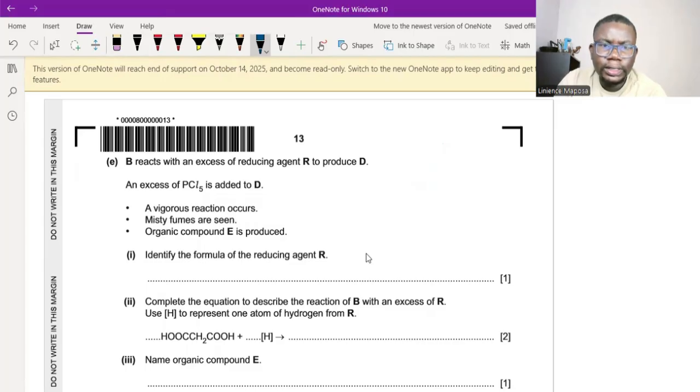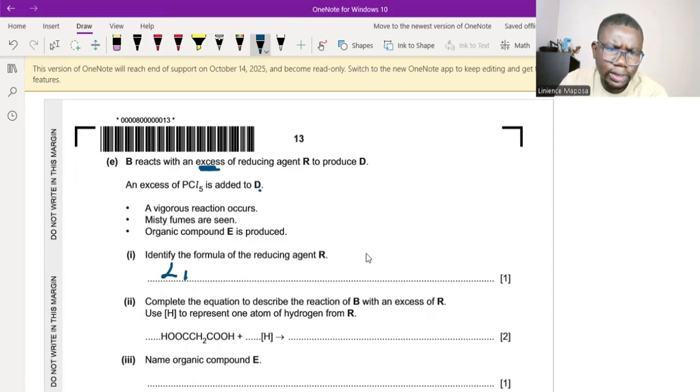What's going on? Okay, I see. So D, remember, we had reduced with an excess of reducing agent. So I'm sure we didn't end at the aldehyde because we had an excess. We reduced again to primary alcohol. Then the primary alcohol underwent substitution with PCl5, and then I had chlorines on either end. And those, they say a vigorous reaction occurs. Okay, yeah, we see. So identify the formula of the reducing agent R.